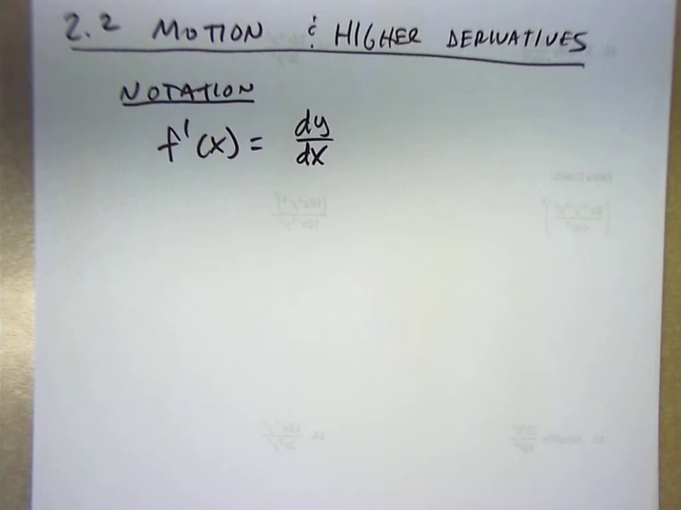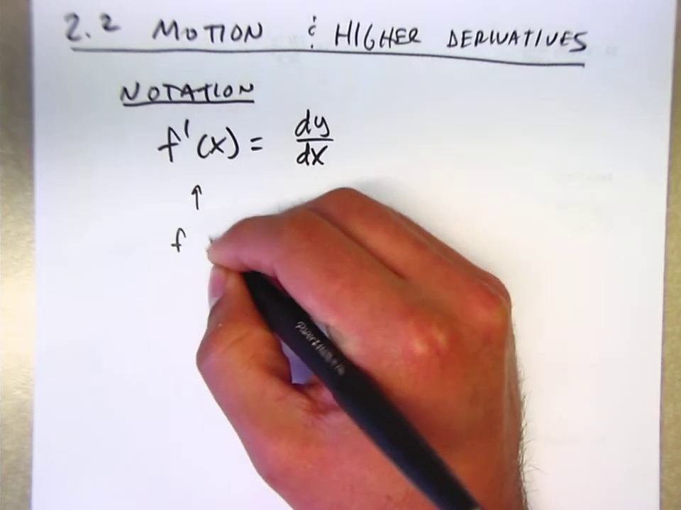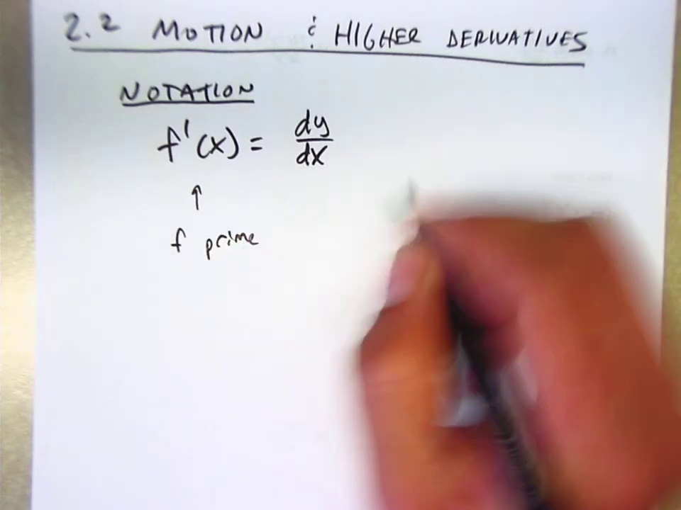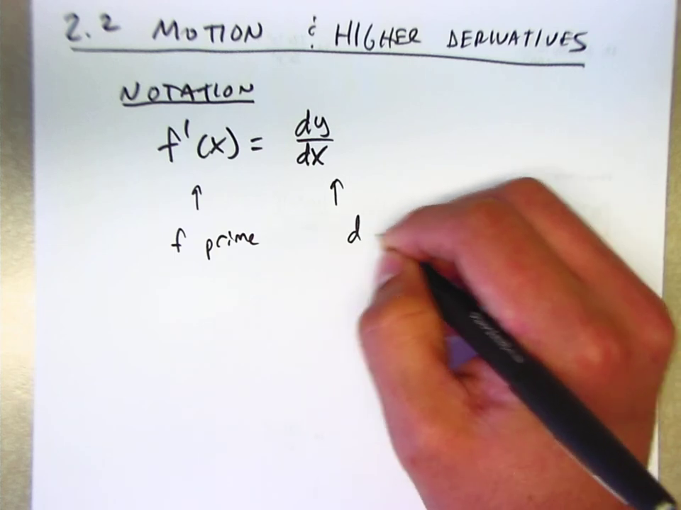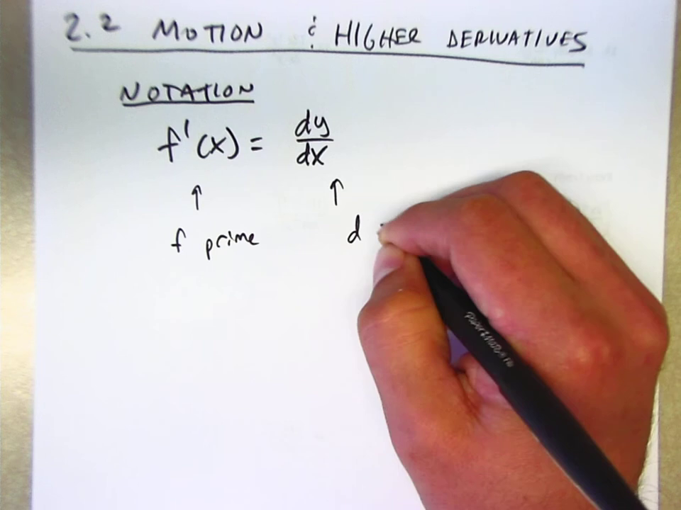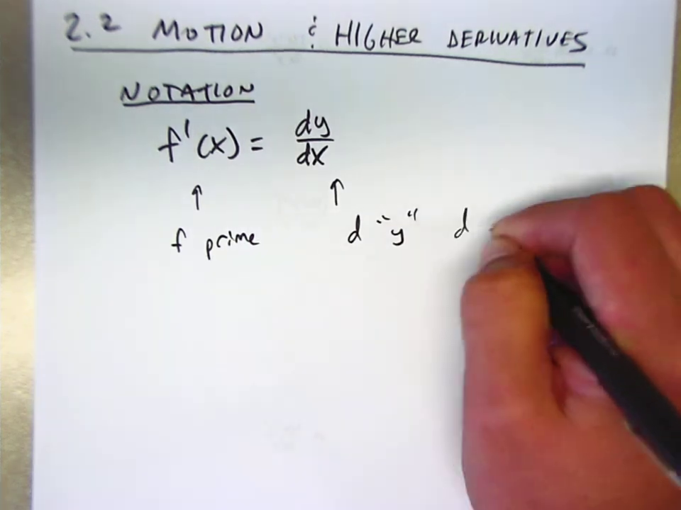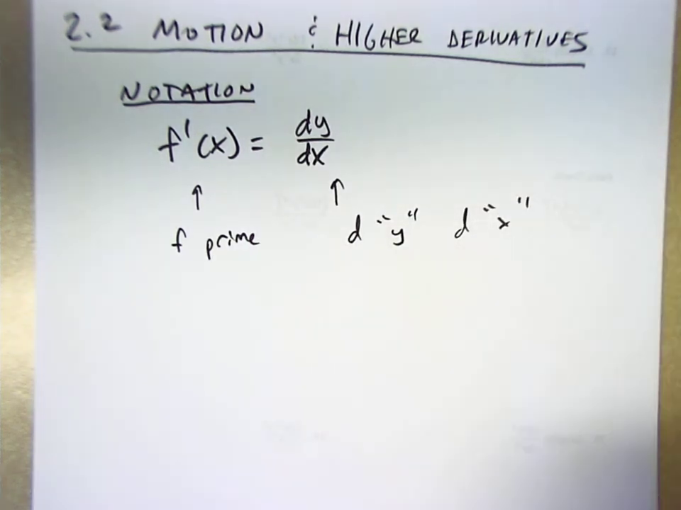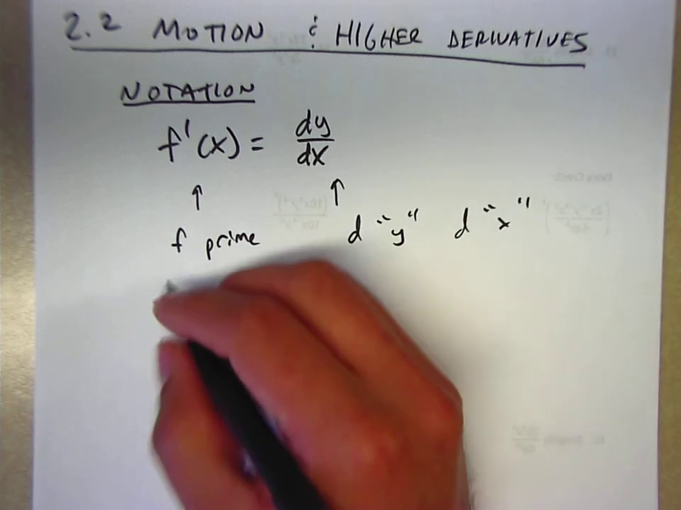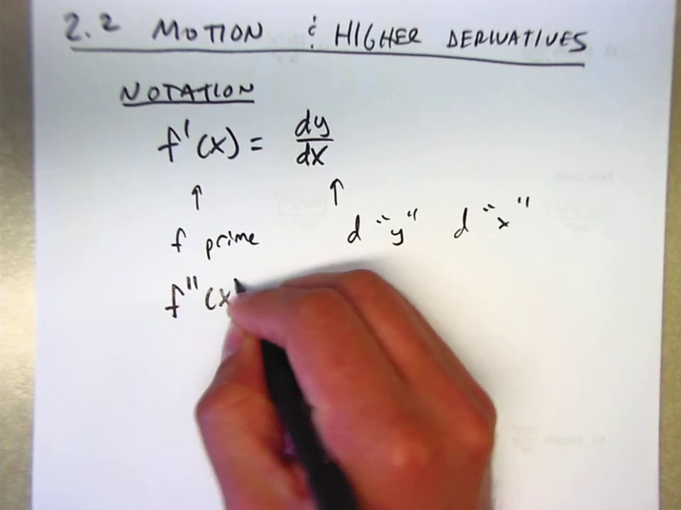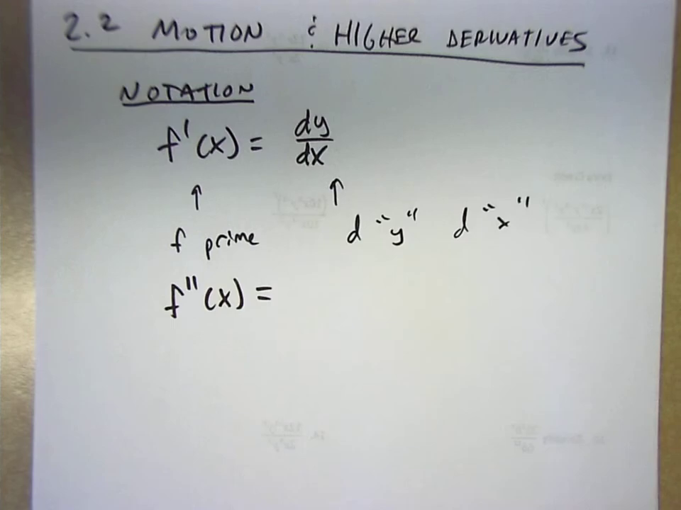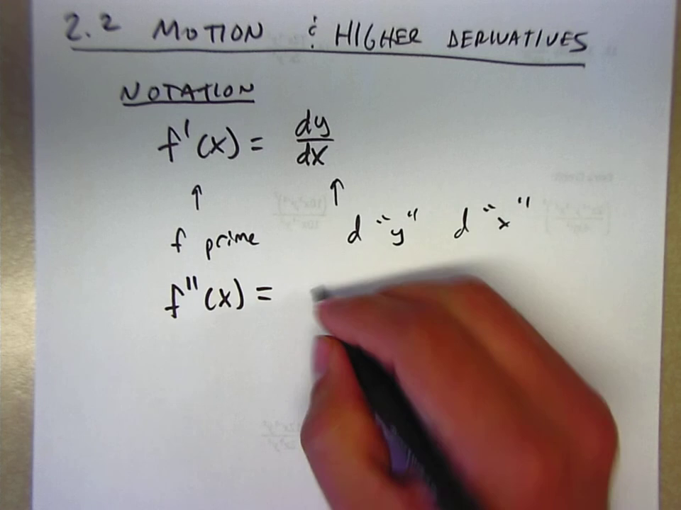Okay, and you need to be really comfortable with how you are saying these things, right? This is called f prime, and you read this as dy dx. Okay, and then if we take the derivative of the derivative, that's called f double prime of x.